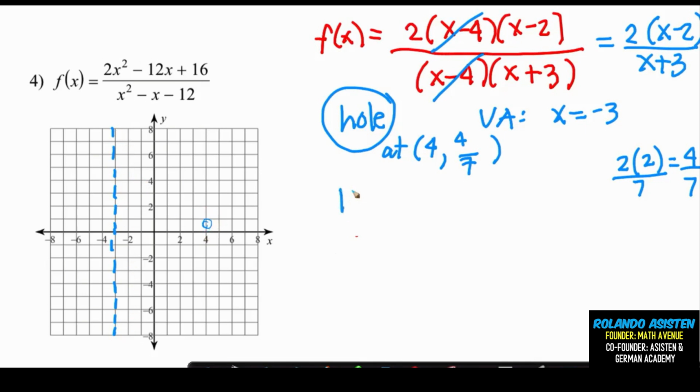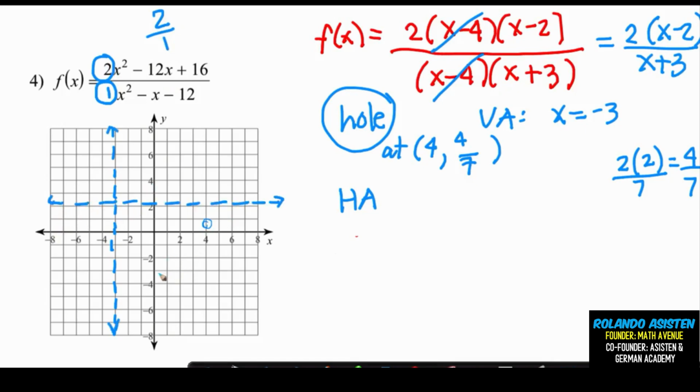What is the horizontal asymptote? The horizontal asymptote would be determined by the degree of the numerator and the denominator. Since the degree of the numerator is 2 and the degree of the denominator is 2, then the horizontal asymptote is the ratio of the respective coefficients. So you have 2/1, which is equal to 2. So we have a horizontal asymptote at y equals 2.